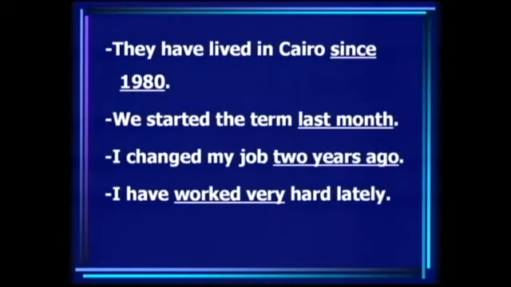طيب they have lived in Cairo since 1980. Since 1980, since is a time expression. بتقول لي ايه؟ Since دي معناها ايه؟ From a certain time in the past until now. If you're talking about a time from the past until the present, which tense do you use? You use the present perfect اللي هو they have lived. We started the term last month. Last month is a certain time in the past, a specific moment in the past. يبقى استعمل لها ايه؟ The past simple.